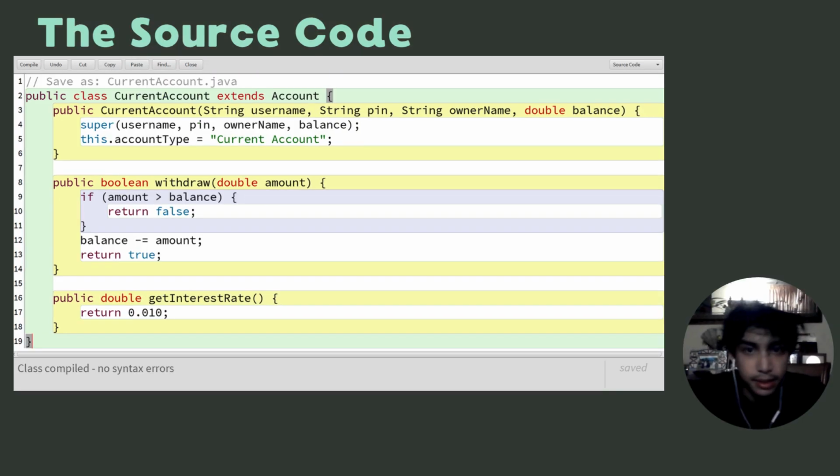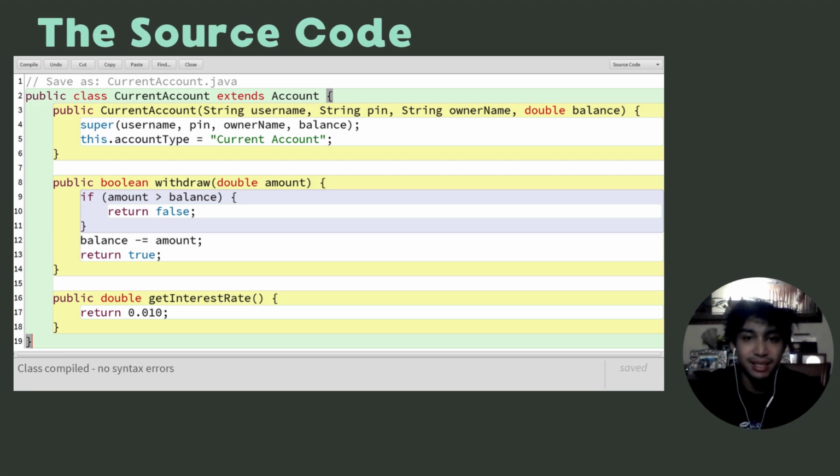Okay, last, the subclass here will be the Current Account. Current Account also extends Account and sets its type to current account. Its withdrawal method allows withdrawals as long as the requested amount does not exceed the balance. No minimum balance restrictions. It overrides get interest rate to return 1%, which is lower than savings accounts, reflecting real-world banking practice.